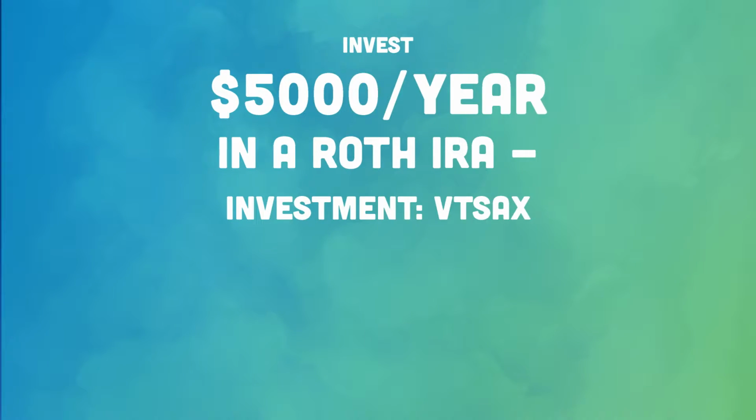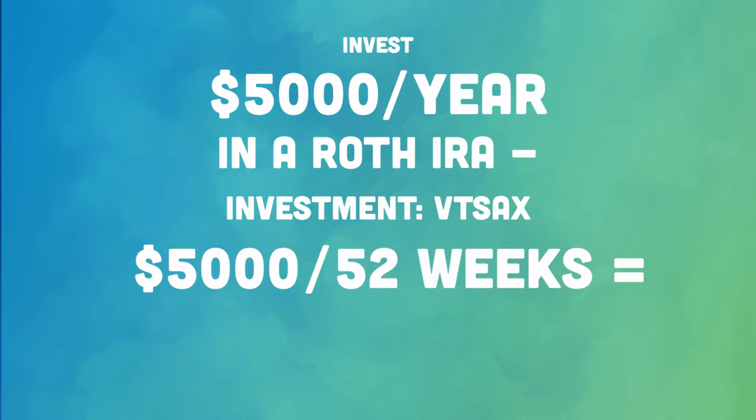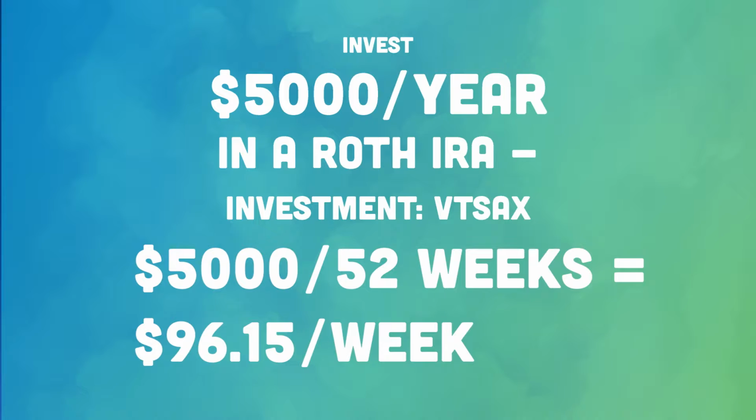So let's just do a little example of the process. Let's say you wanted to invest $5,000 a year in VTSAX in a Roth IRA, which is a retirement account. So $5,000 divided by 52 is $96.15. So every Tuesday, you invest $96.15 in your Roth IRA account with Schwab or Fidelity or Vanguard or wherever you decide to keep your Roth IRA.